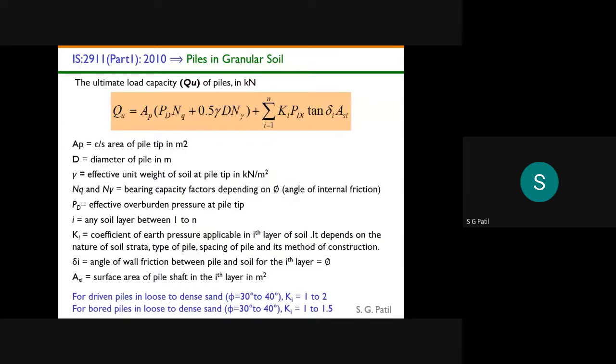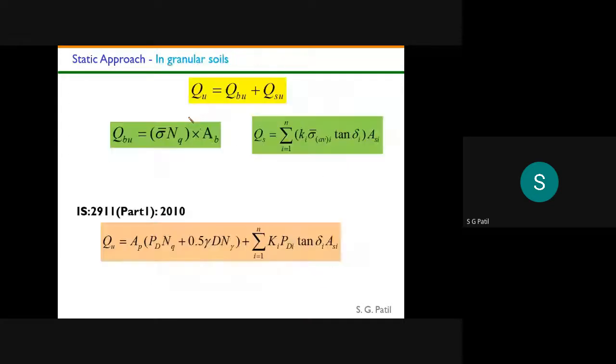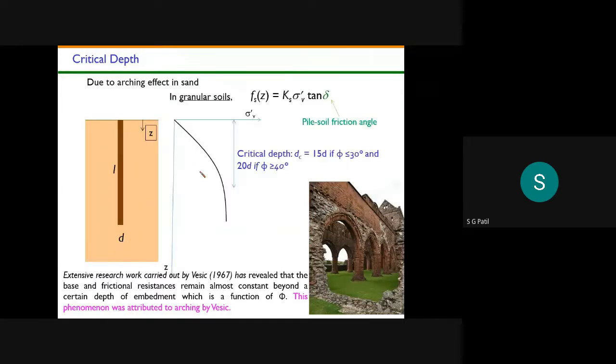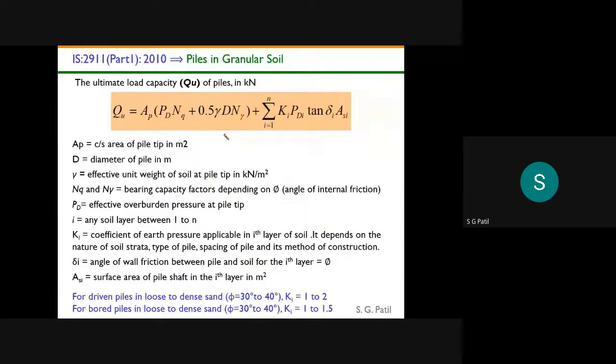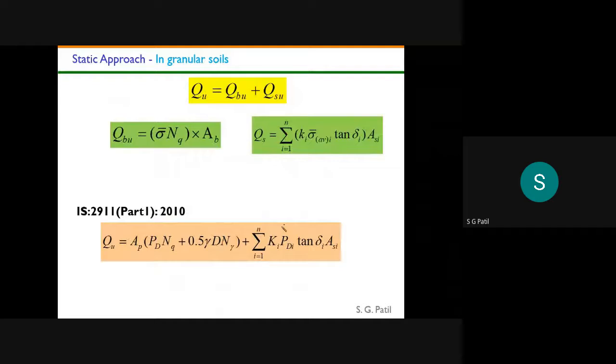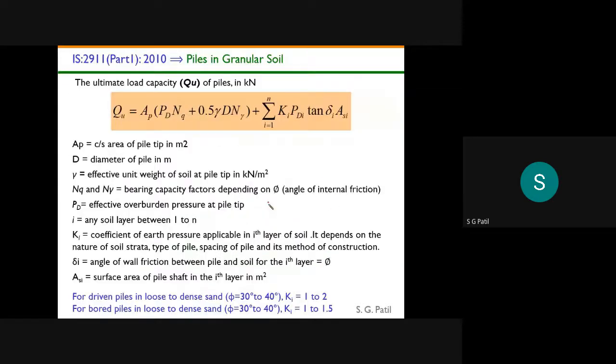Whatever we discussed till now is the general formula, but if you refer IS 2911, they will tell you what I discussed here. Whatever this formula is, it is the same thing here. So this is according to IS 2911 in granular piles. These terms we have already discussed.